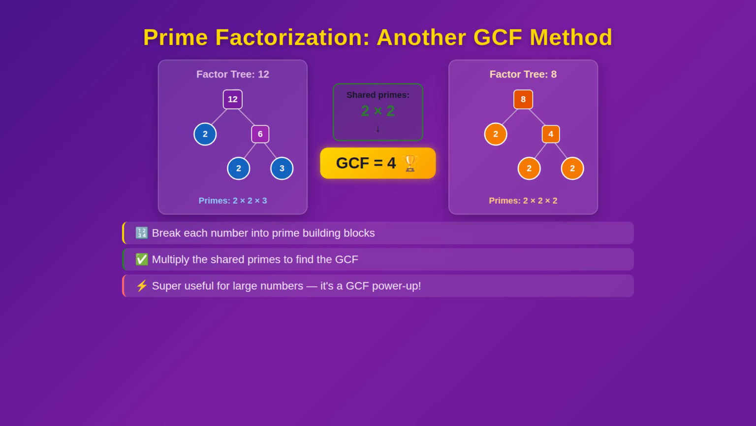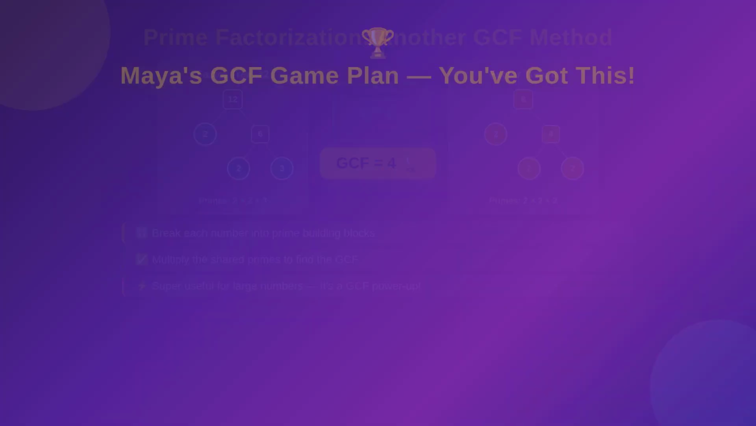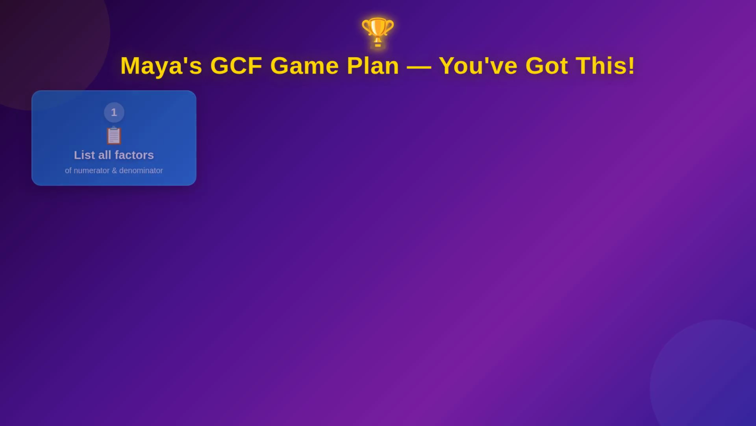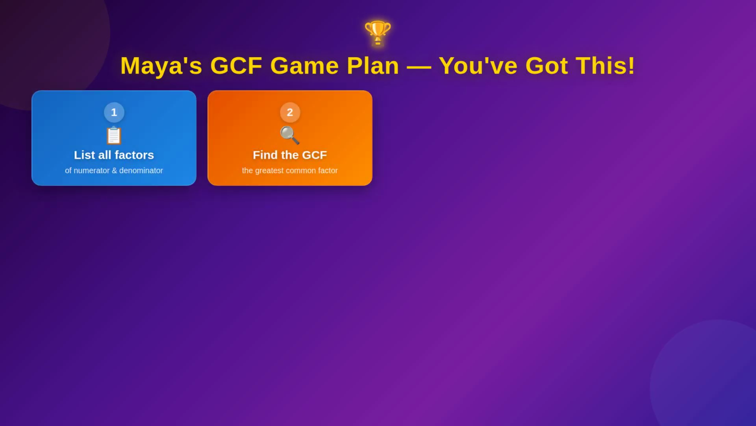This method is super useful when numbers get large and listing all factors takes forever. It's like a power-up for the GCF strategy. Remember when Maya stared at 8 over 12 and had no idea where to start? Now she can simplify any fraction in seconds flat.